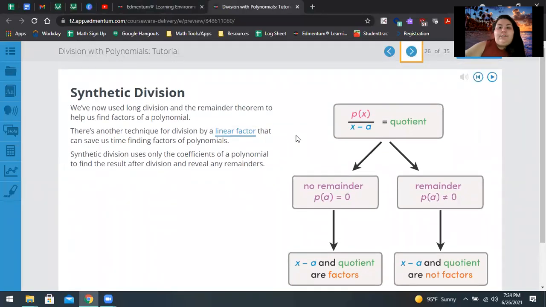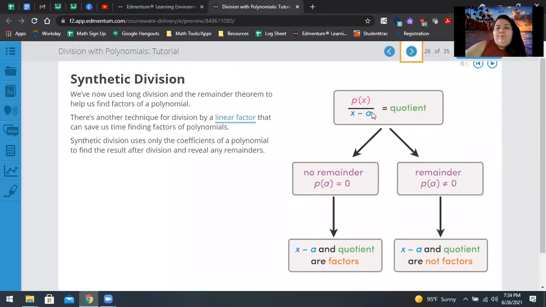So for synthetic division, if you remember, we had something very, very similar to this here. P of x is your dividend. X minus a is your divisor. Now, synthetic division only works if your divisor is set up in this format. It's x minus a number, x plus a number. Then you'll find your quotient.